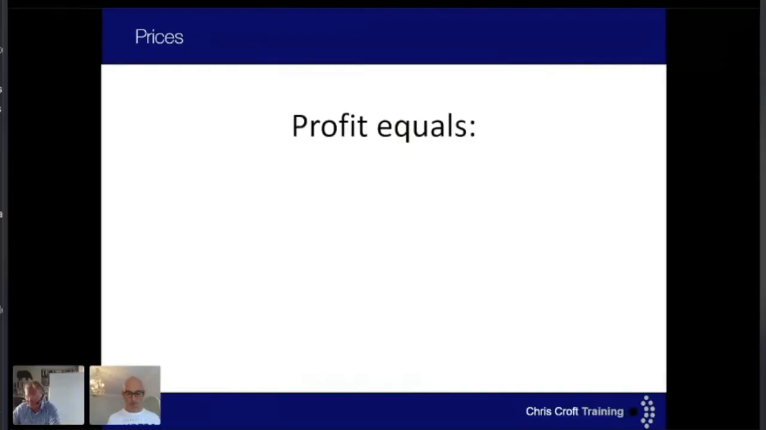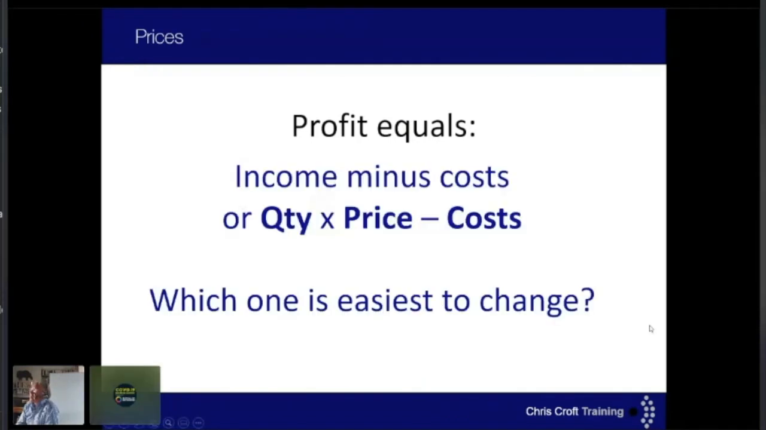If you think about what your profit equals, if you want to maximize your profit, which is kind of the name of the game, isn't it? Your profit equals your income minus your costs, and your income is the quantity that you sell times the price you sell it. That's sort of obvious, isn't it? So, you sell 100 for 10 quid, you've got 1,000 quid coming in, your costs are 900 quid, you've made 100 quid or whatever it is.